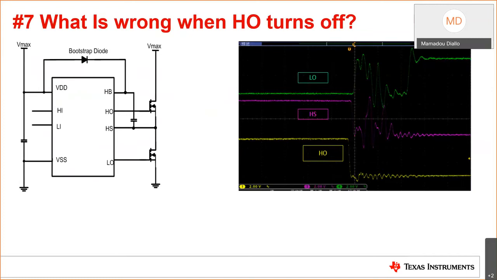Back to our typical half-bridge topology from the previous examples, we have a low side channel in green captured and the switch node HS voltage and the high side channel HO. In this case, assume that all the biasing are within normal ranges and that the PWMs are also within the recommended operating conditions. What could be wrong when HO is turning off, considering parasitics in the gate drive portion?